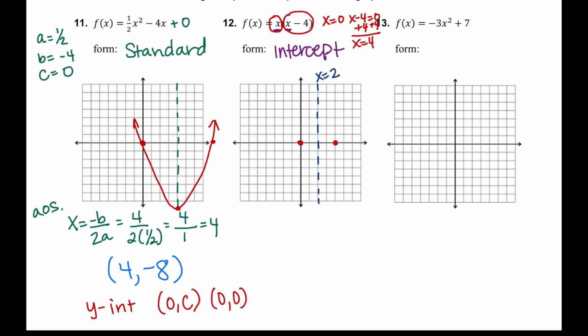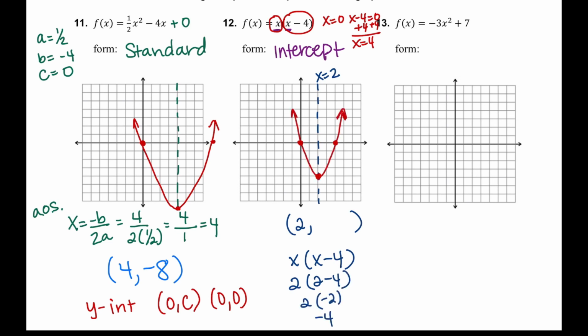And then we're going to go ahead and plug it into the equation. We take our 2 and plug it in. So our equation is x times x minus 4. We plug a 2 in, and that gives us a -4. Then we connect the parabola into a smooth curve.